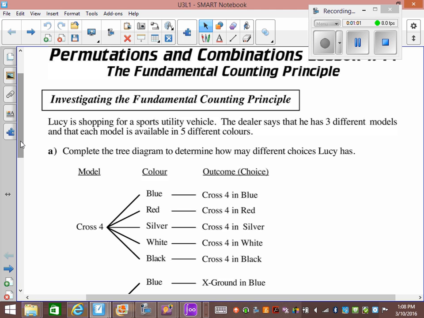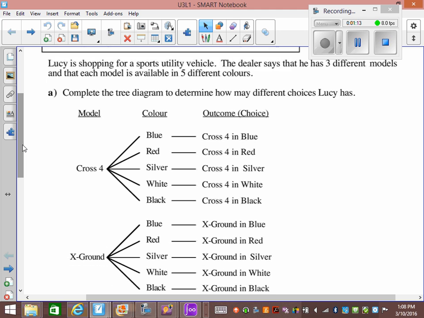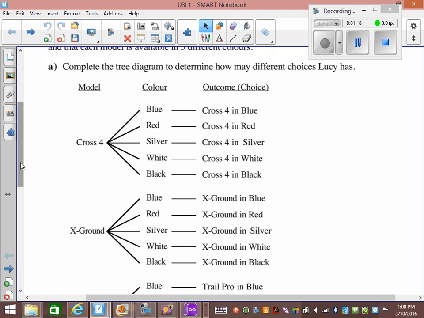So for this one, Lucy is shopping for a sports utility vehicle, an SUV. The dealer says that he has 3 different models and that each model is available in 5 different colors. So let's do a tree diagram for it. Nicely enough, I filled in most of it. So 3 different models. When you do tree diagrams, you put the first part here, second part here, and then the full outcome. People want to write model here and then color down here. No, you write model here and then list all your different models.